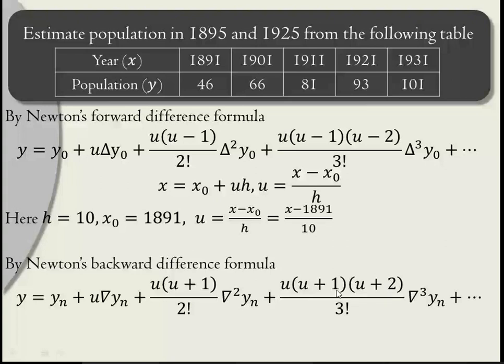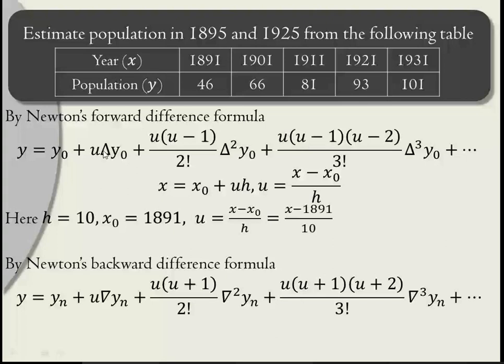So the backward formula is y equals yn plus u nabla yn plus u into u plus 1 by 2 factorial nabla square yn plus u into u plus 1 into u plus 2 by 3 factorial nabla cube yn plus and so on. If you look at these formulas carefully, then it becomes easy to remember: replace y naught by yn, replace negative terms by positive, and replace delta by nabla.